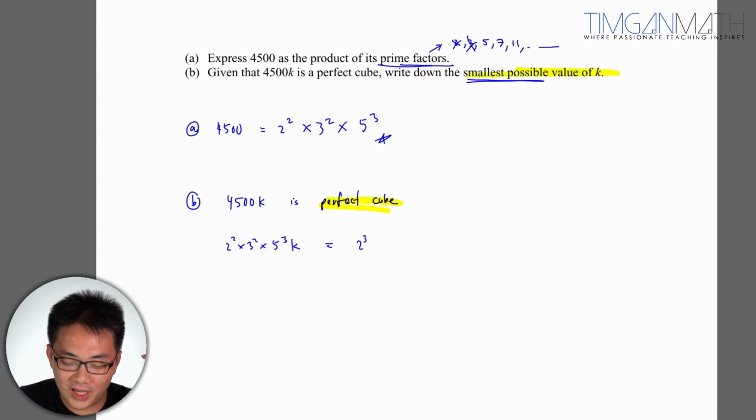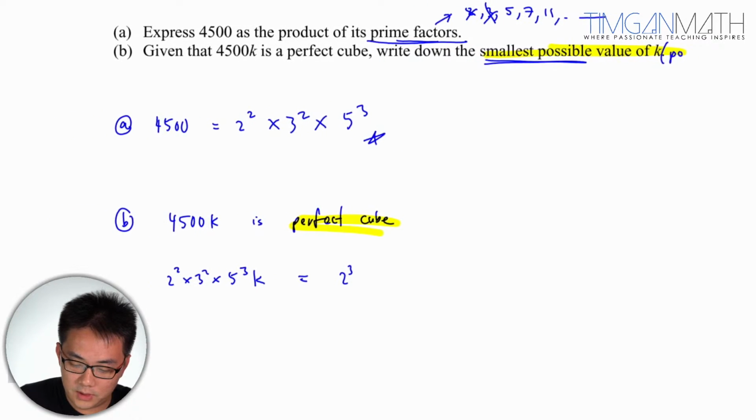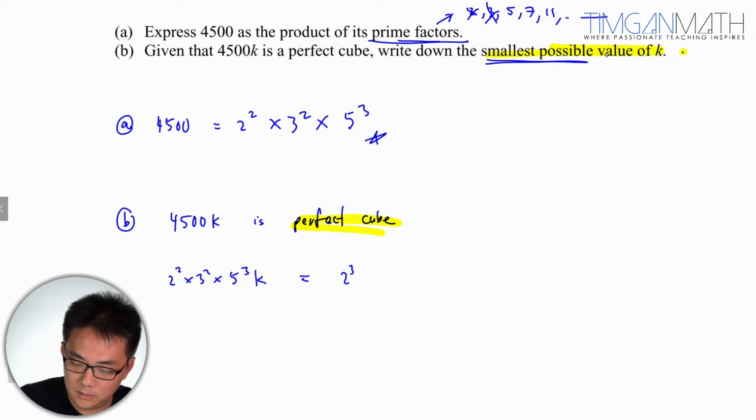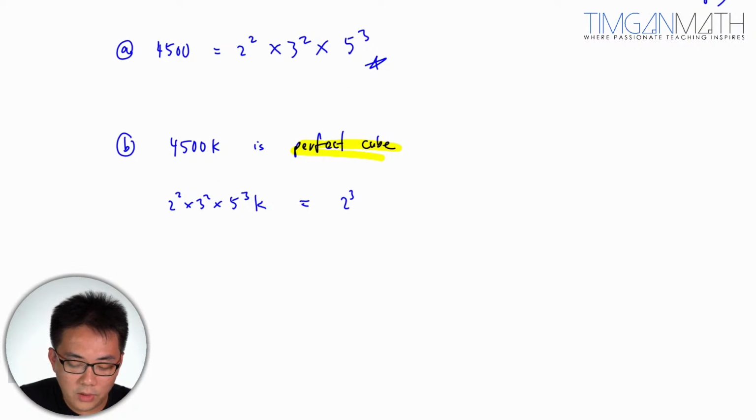Smallest possible value of k. Write down smallest possible value of k. K has to be a positive integer, sorry. So this is smallest possible positive. It has to be a positive integer.